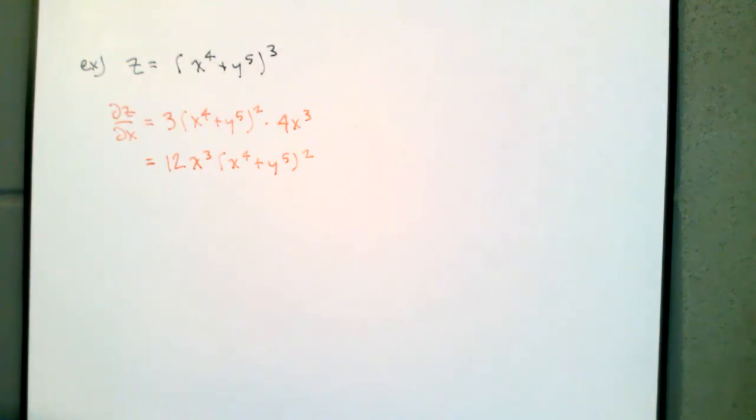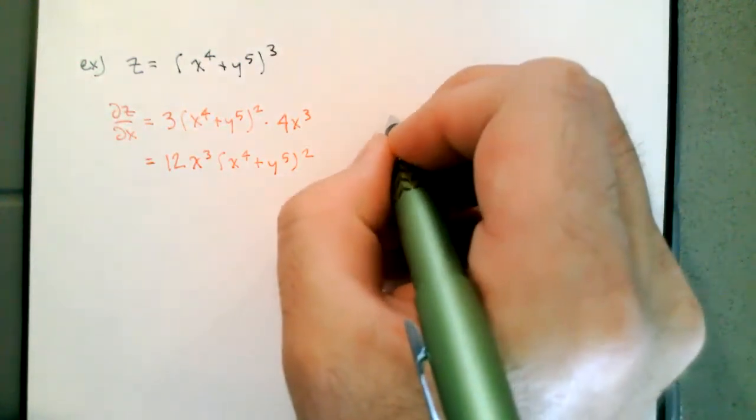So we wouldn't want to use x and y. In this case, z is a function of x and y. So there's a partial derivative with respect to x, and then a partial derivative with respect to y. There's two separate derivatives.